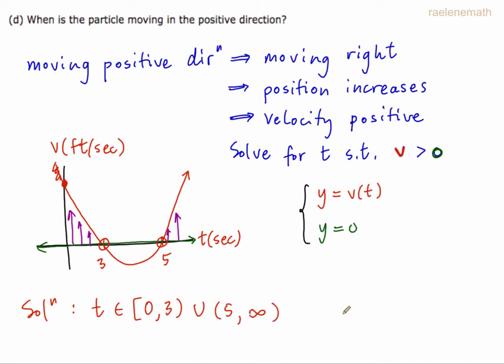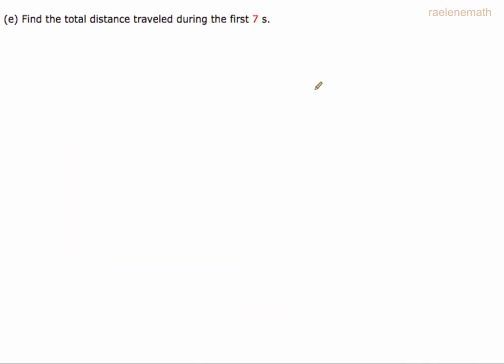And so this is consistent with a set of time values that makes the velocity positive, and therefore the particle moves to the right. The next question we're asked is to find the total distance traveled during the first 7 seconds. Now there's many approaches to this question, and if you know about accumulating speed, then you can calculate distance, but that requires integration. So I wonder if there's a way we can look at it without integration.